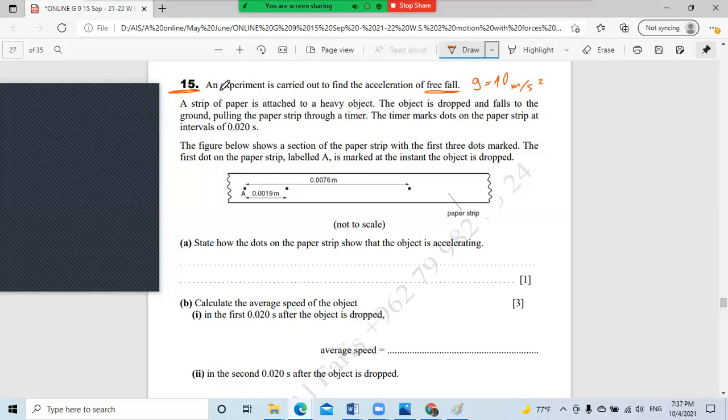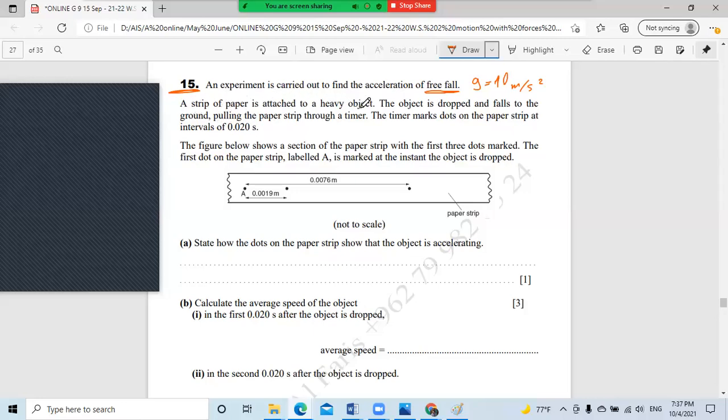Okay. An experiment is carried out to find the acceleration of free fall that we said is supposed to be 10 on Earth. A strip paper. What is the strip paper? They use it to describe the motion by knowing the relationship or the distance between the dots that the ticker leaves on the strip paper.